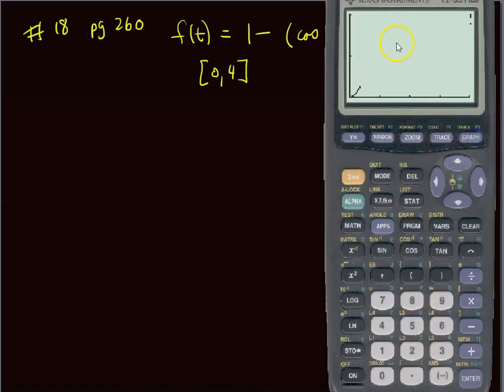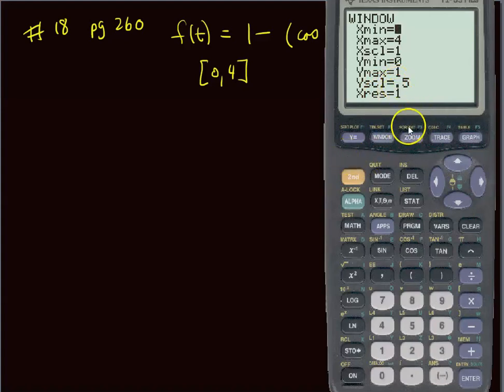So now when you graph it, you've got this mark here for 1/2. But this goes 0 to 1, or 0 to 4, count by ones. So that's the window it came up with. Don't worry about the resolution and stuff. You can look that up too if you'd like to know more.